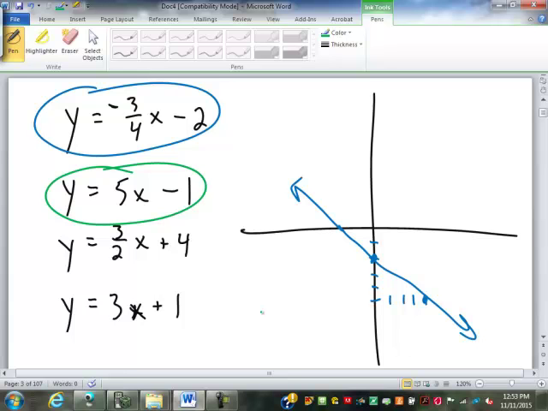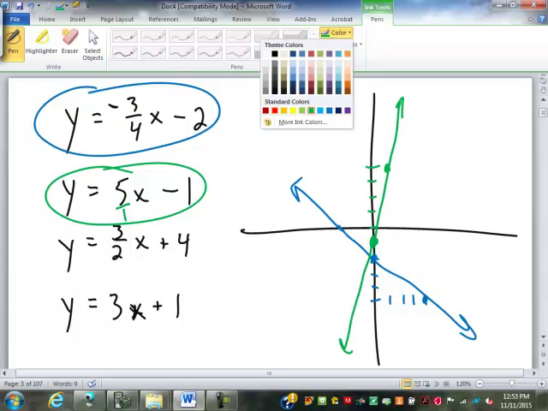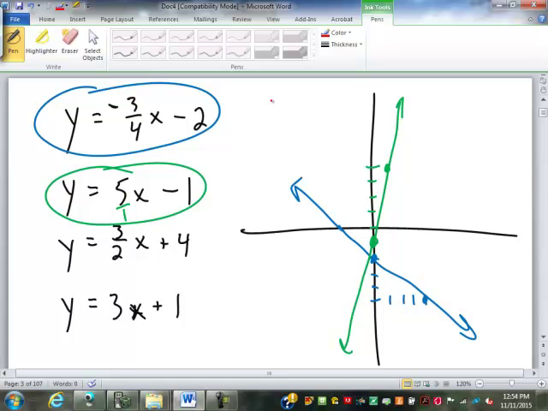So for the next one, where do we start? Negative 1, and from there we go, she does 5/1, so from here we go up 5/1. How many of you had that?